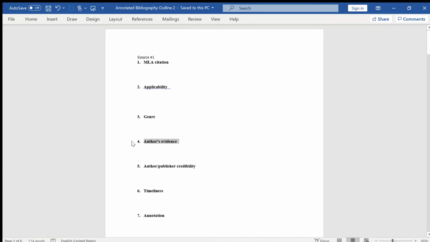Next, we've got the author's evidence. What kind of evidence does the author use? The reason we want to look at this is because it tells us a little bit about the author's credibility. Did they use other sources? Did they cite those sources? Did they use other sources, but mostly paraphrase and then didn't list those sources at the end? Okay, so talk about some of that evidence that they use.